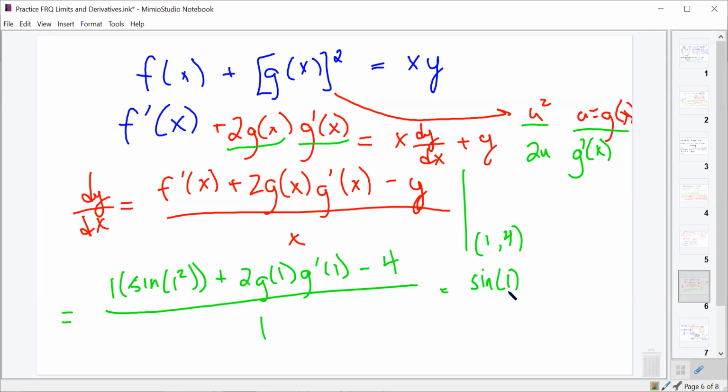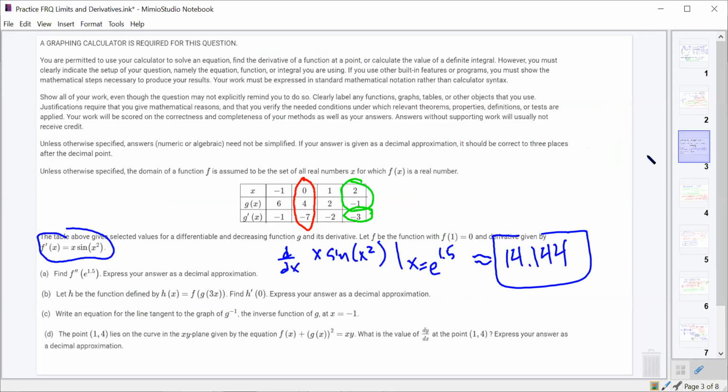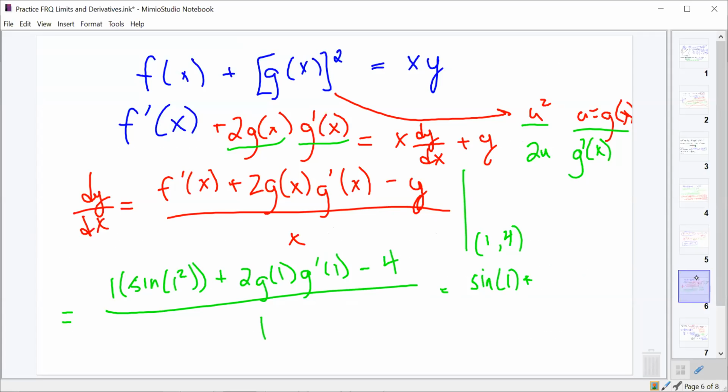One times the sine of 1 squared is just the sine of 1. And then we got plus 2 times g of 1. And if we go back here, g of 1 should be 2, and g prime of 1 should be negative 2. So we got 2 times negative 2, and then that minus 4, and then all over 1, we can ignore the all over 1. We get the sine of 1 minus 8 minus 4, or minus 12.